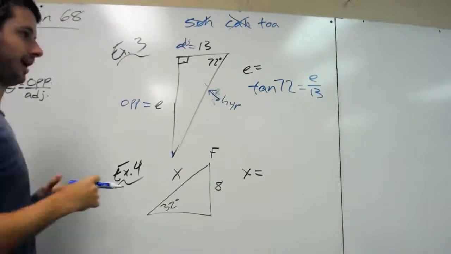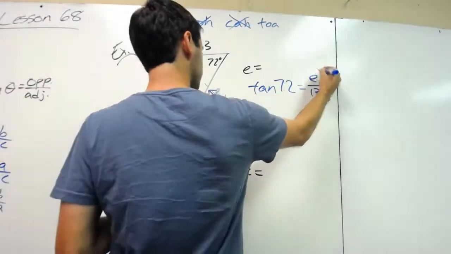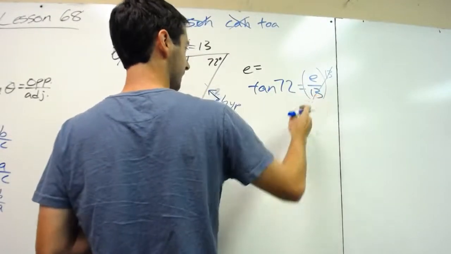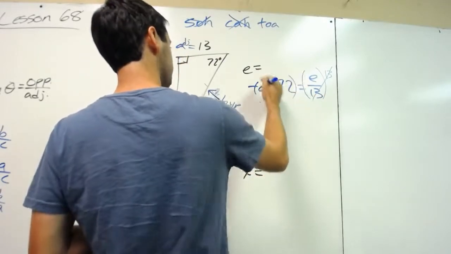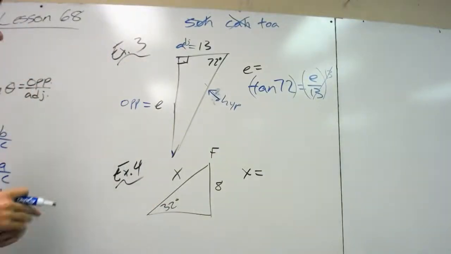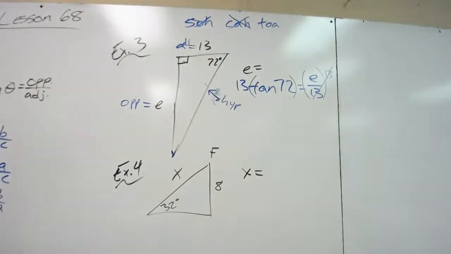So how do we get E by itself? Well, it's being divided by 13, so we do the opposite and multiply both sides by 13. Now, when you multiply by 13 here, tangent of 72 is its own identity. It's its own function. So we put the 13 in front of it. And now let me show you how you put this in your calculator.